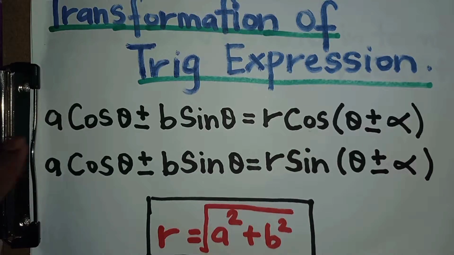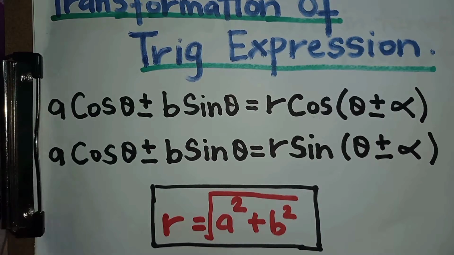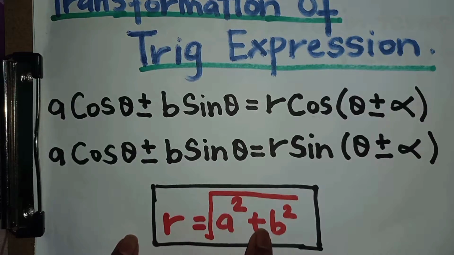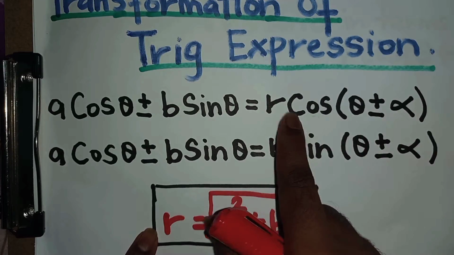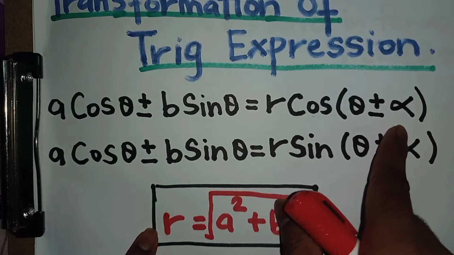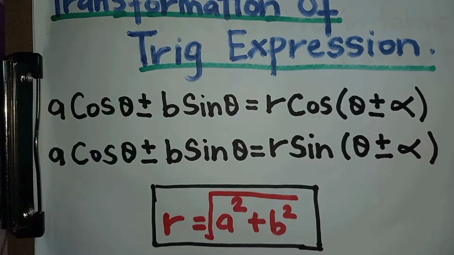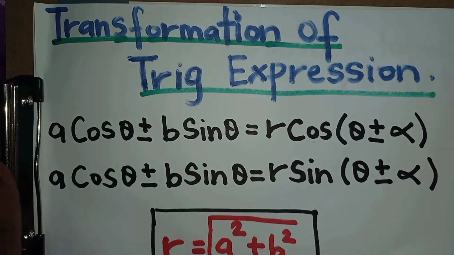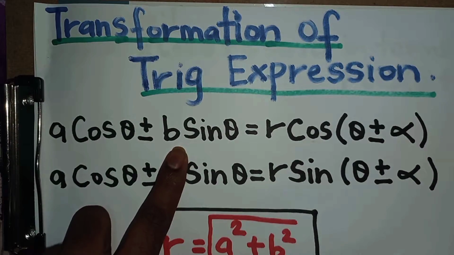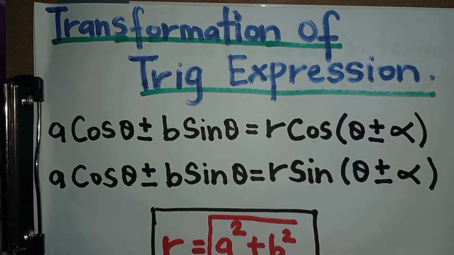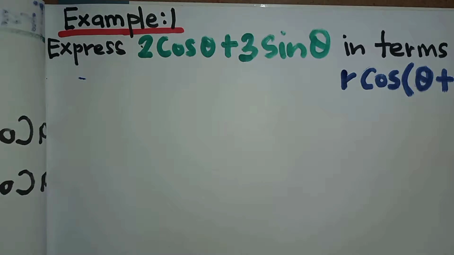Now, some steps that we are going to use here is basically we will be finding the value of r, because in this expression here we need r, and theta will be found using the technique that we have used in solving trigonometric equations. So let's do an example, and let's transform one trigonometric expression in terms of r cos theta plus or minus alpha, or r sine theta plus or minus alpha. So let's do an example.